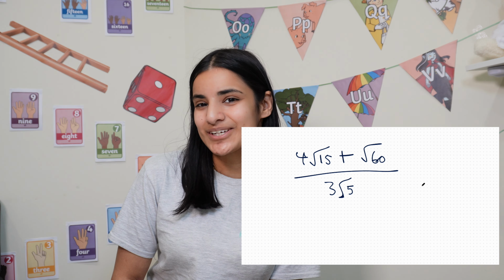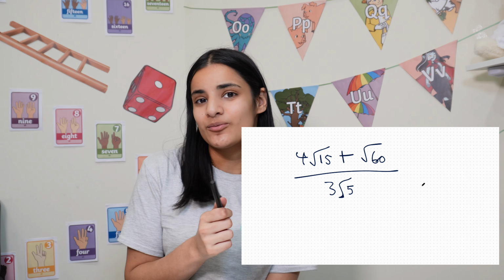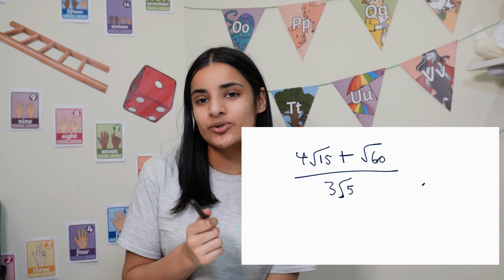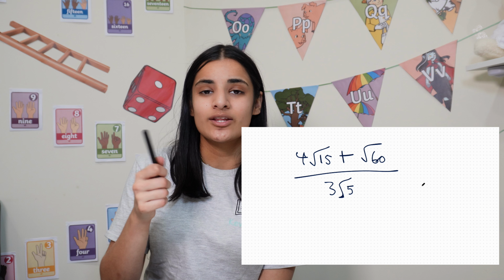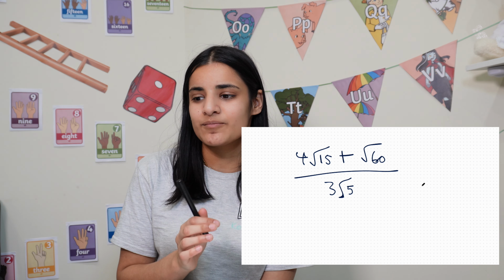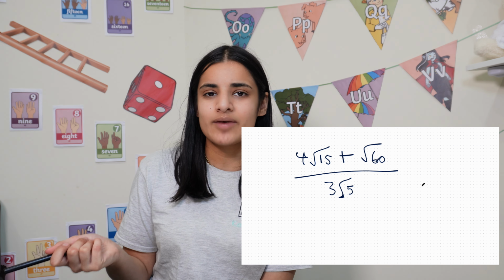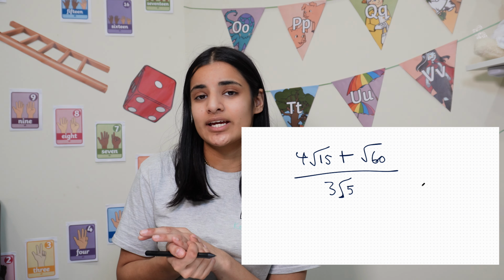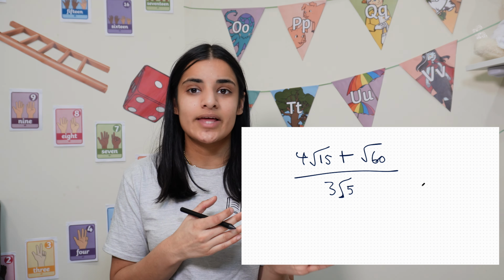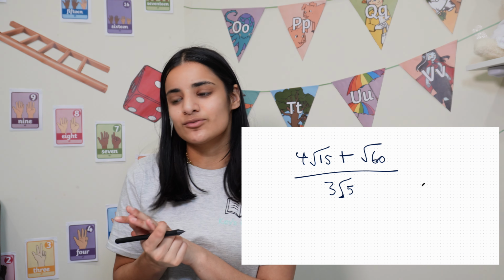Alright, have you given it a go? Let's do it together. Did you remember the addition and subtraction rule? Because these aren't like surds and they don't have the same number under the root symbol, we cannot add them together. But let's see if we can simplify them any further, and we might be able to add them. There's no square factor in 15, so we won't be able to simplify that any further. Let's have a look at root 60.